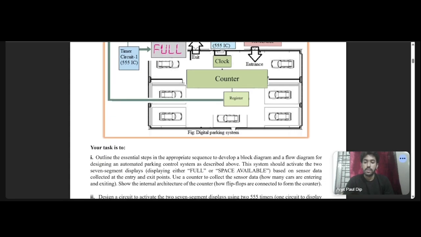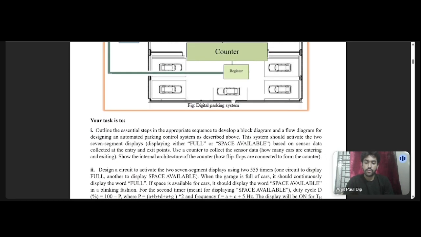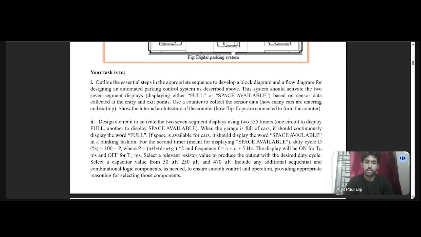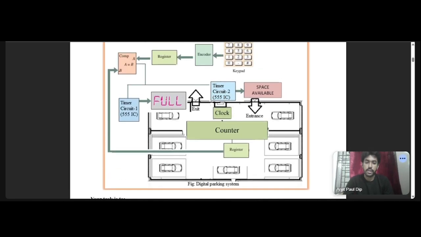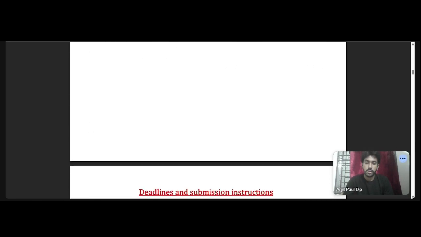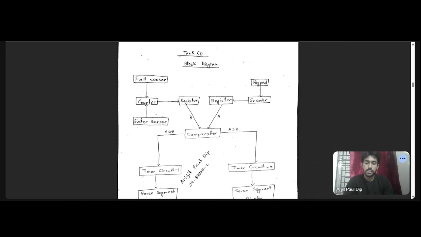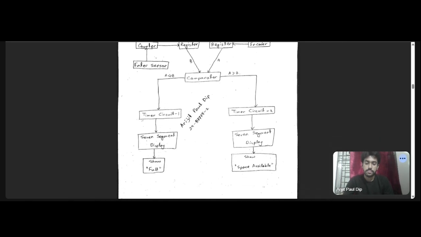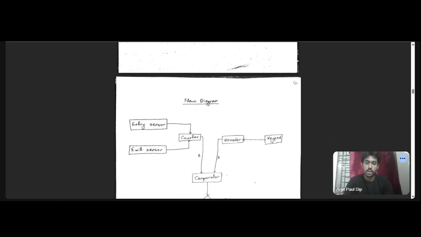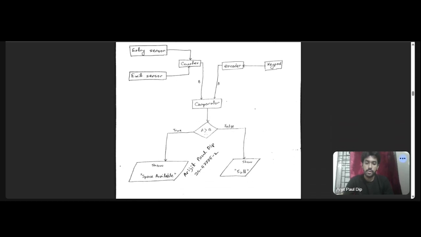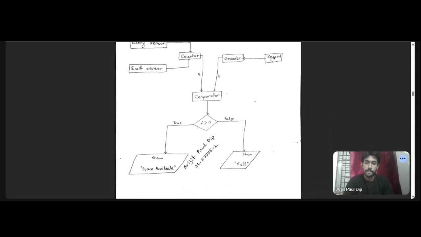So in task 1, first I drew the block diagram and flow diagram for the above circuit diagram. Here are these. This is the block diagram, and this is the flow diagram.